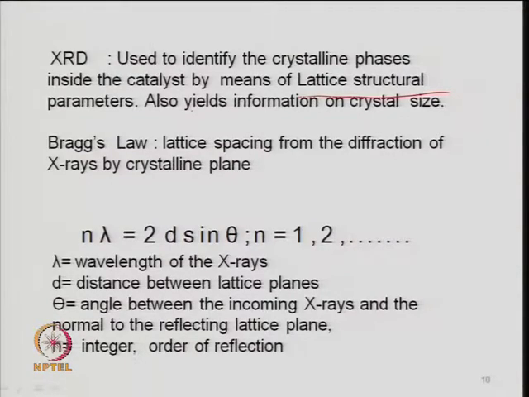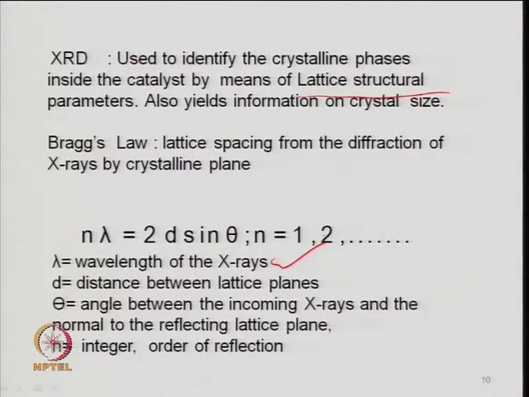Generally, most of the time you have either copper K-alpha radiation or magnesium K-alpha. Copper K-alpha has roughly a wavelength of 1.5 angstrom. Depending upon the source you have this value, which is fixed for a beam or source. D is the distance between the lattice planes, which is the property of the crystal, and theta is the angle between the incoming X-rays and the normal to the reflecting plane. That is important because at different theta values you get different diffraction, and n is an integer: first, second, third, like that.